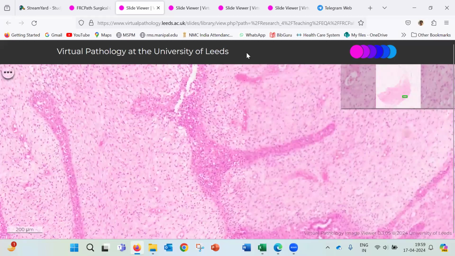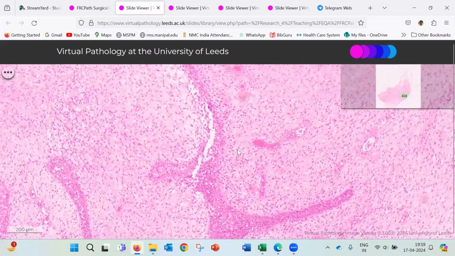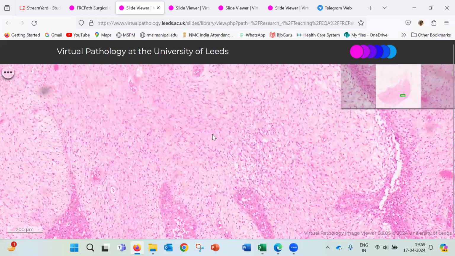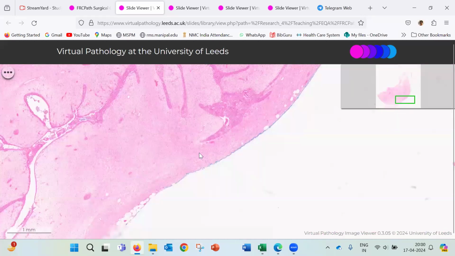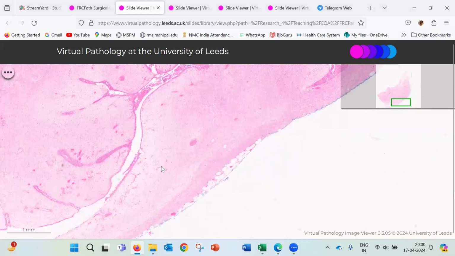But you should always think of the borderline phyllodes, that is the margin positivity, that is R1 margin, and you should discuss this case in the breast MDT, so that they can do a revision surgery particularly for this case. Okay.